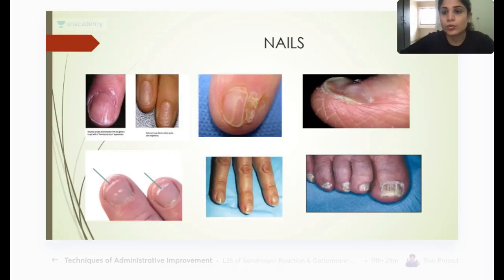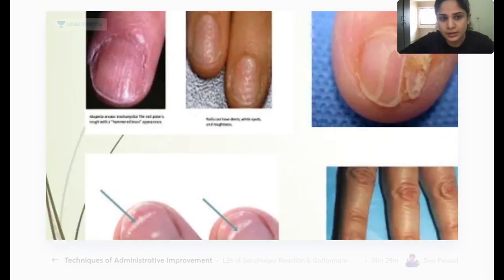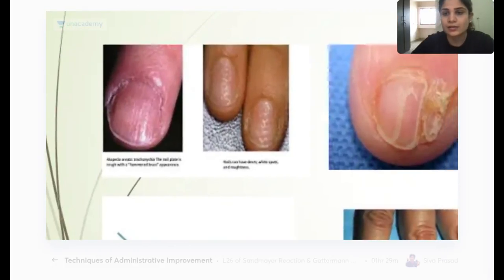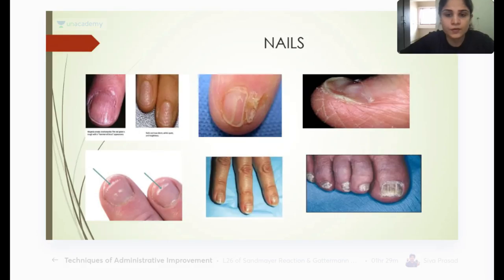Next, moving on to the important nail lesions that they ask in the exam. Now I'm going to zoom in a little bit and show you. Can you see over here, there is small, coarse pitting of the nails. What is this pitting called, and in which condition can you see this? Very good, you see it in psoriasis. It is called the oil drop sign, or it is also called thimble pitting, and this is seen in psoriasis. This is number one.